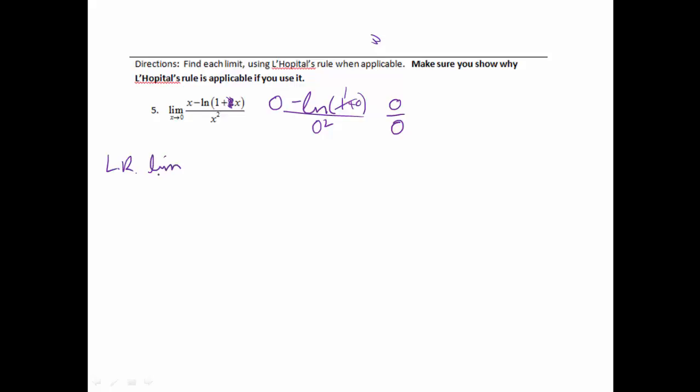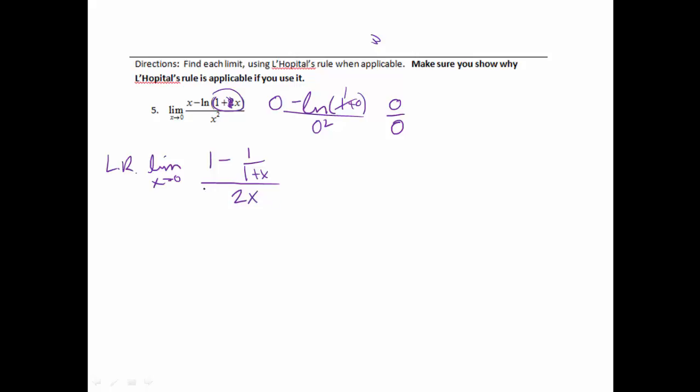Okay, so it's going to be the limit as x approaches 0. We're going to take the derivative of the numerator. The derivative of x is 1, and then minus the derivative of ln, which would be du over u. This would be our u, so our du would be 1 over our u, which is 1 plus x. And then all over the derivative of the denominator, which would be 2x.